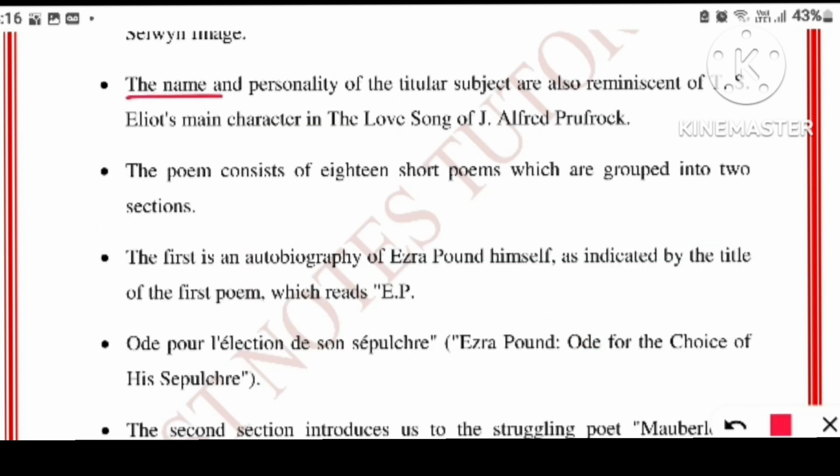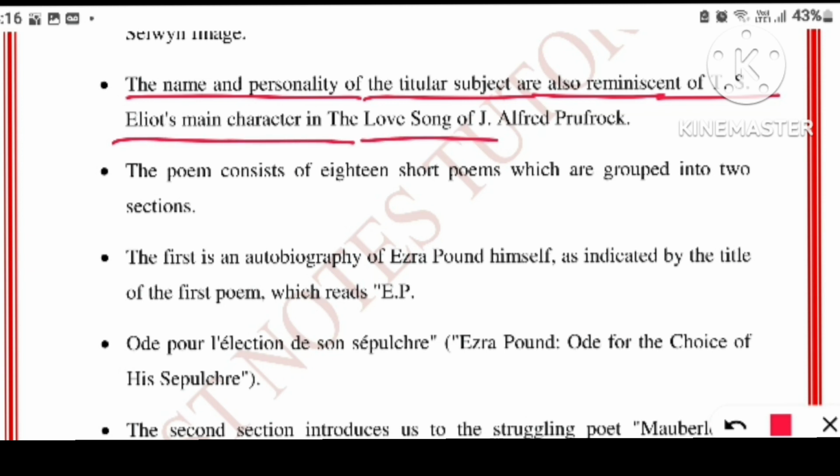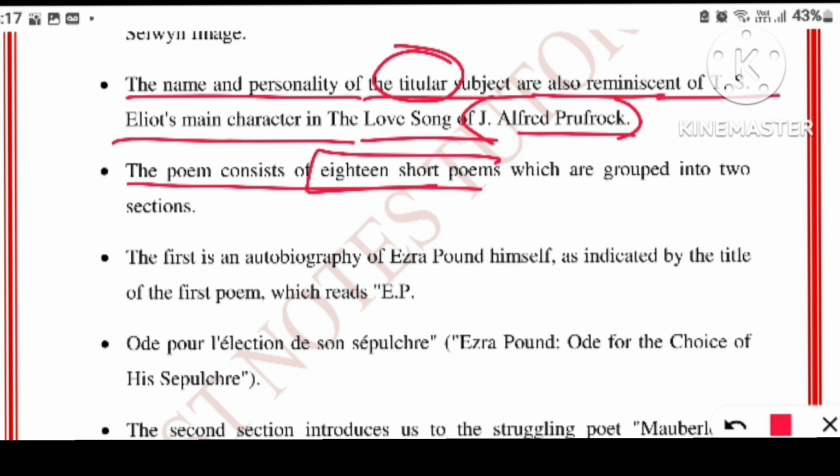The name and personality of the titular subject are also reminiscent of T.S. Eliot's main character in The Love Song of J. Alfred Prufrock. So here, titular means the title. The title name also reminds us of T.S. Eliot's character J. Alfred Prufrock. The poem consists of 18 short poems. Please remember, 18 short poems which are grouped in 2 sections. So this might come in an MCQ, so please remember this.